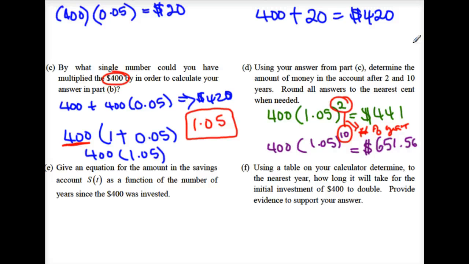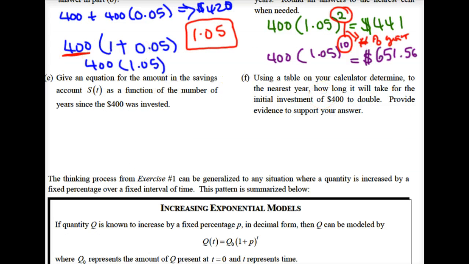How can I write an equation S of t so that I have a function? So S of t is equal to 400 times 1.05 to the t power, where t is the number of years. So however many years the question is asking me for, I can go ahead and just plug it in. Like here I plugged in 2 and then I plugged in 10. The last one says, using a table on your calculator to the nearest year, how long will it take for the initial 400 to double?